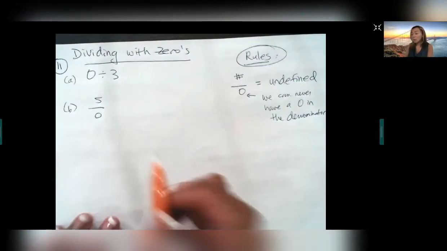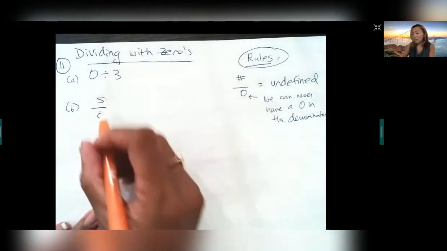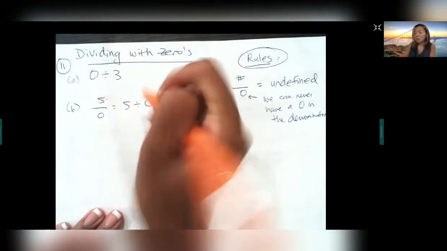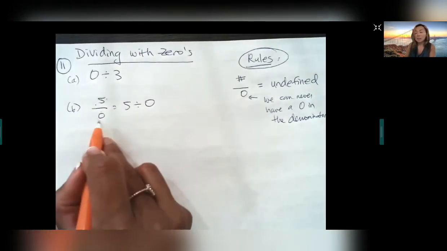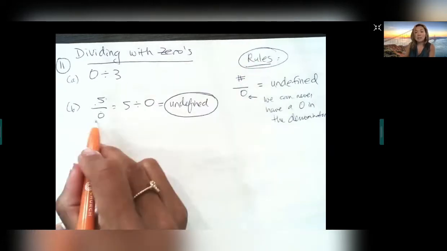So here in this problem, 5 divided by 0. Another way of writing that is 5 divided by 0, or as a fraction, 5 over 0. We're going to write that the answer is undefined because there's a 0 in the denominator.